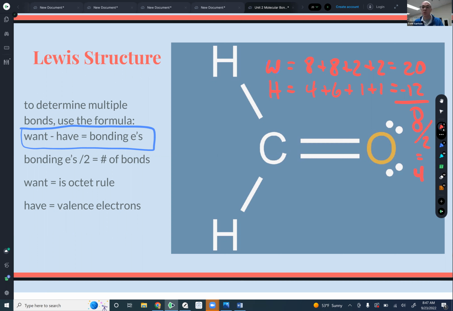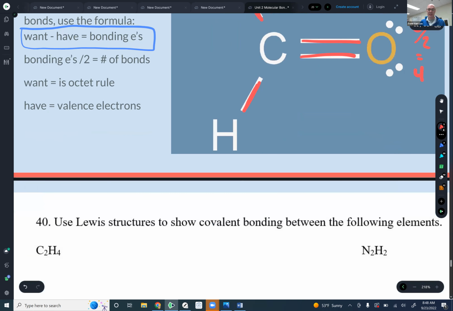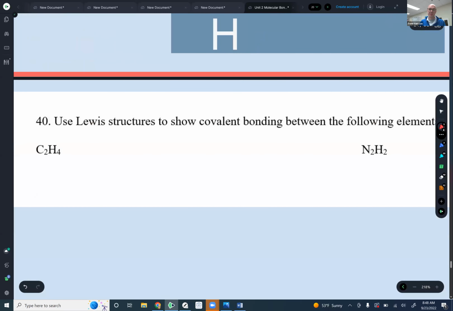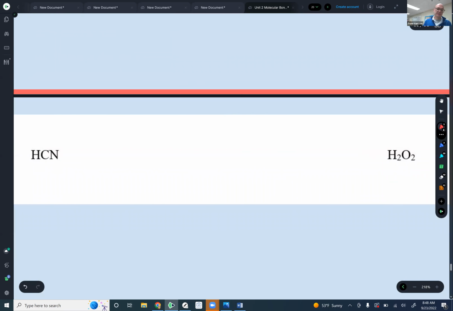Now, I just told you the rule that hydrogens always have single bonds. So that means that the third and the fourth had to come in between the carbon and the oxygen to give it a double bond. So trust the want minus have formula, otherwise you will be guessing incorrectly. Let's do a couple of examples down here. Now, let me do those first ones here.